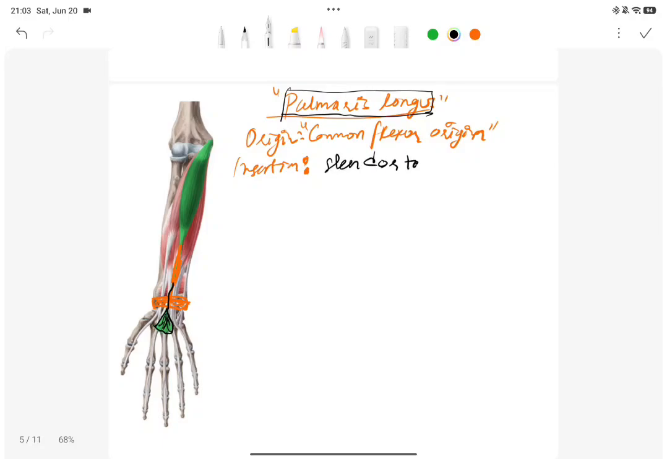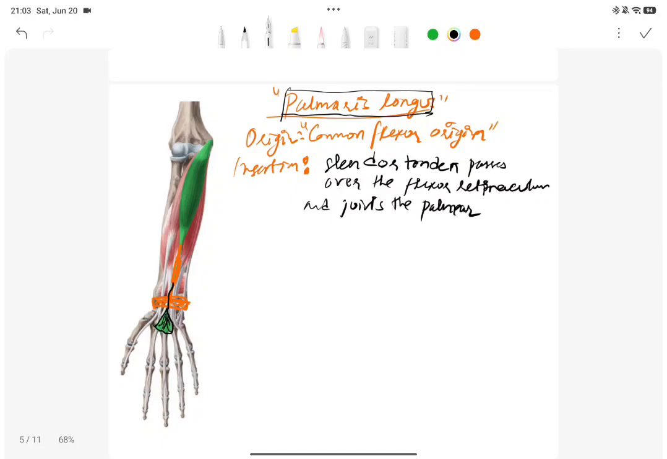स्लेन्डर टेन्डन passes over the flexor retinaculum. Slender tendon passes over the flexor retinaculum, and joins the palmar aponeurosis. So यसरी चाहिँ this is known as a palmaris longus के.